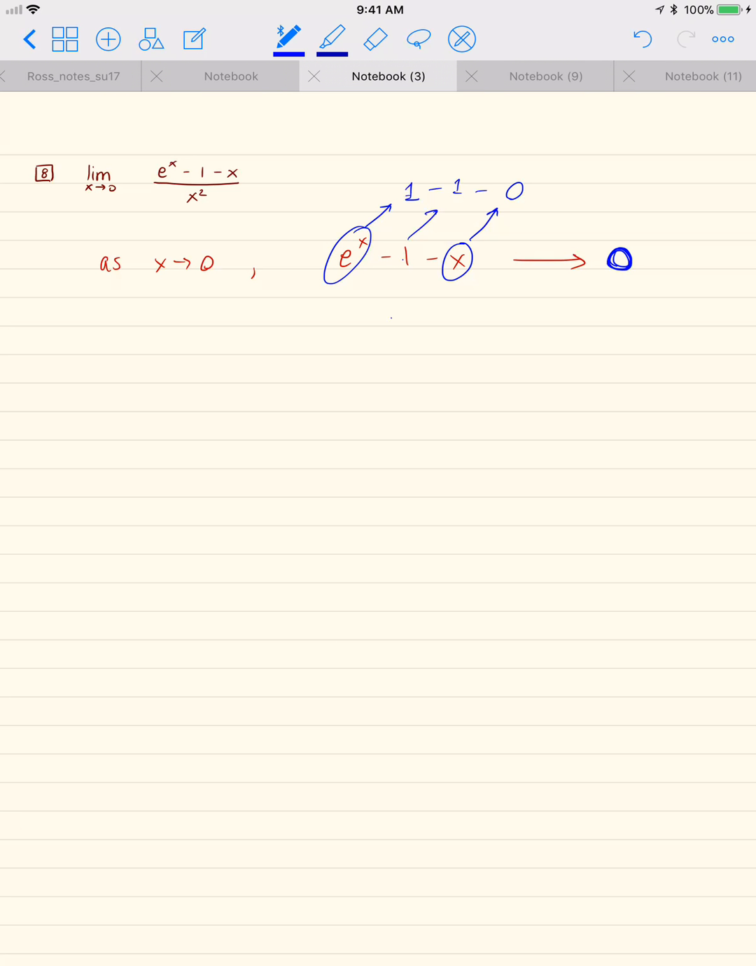And what about the denominator? x squared, of course, is going to go to 0. So we have our indeterminate form of 0 over 0. And let's apply L'Hopital.